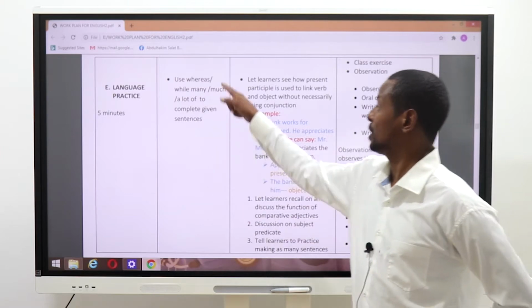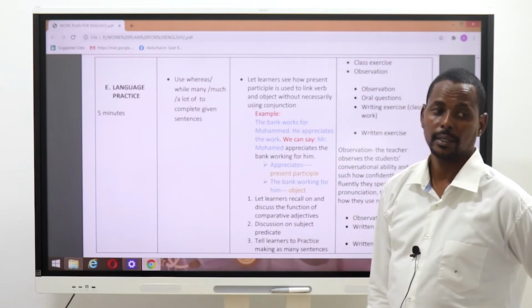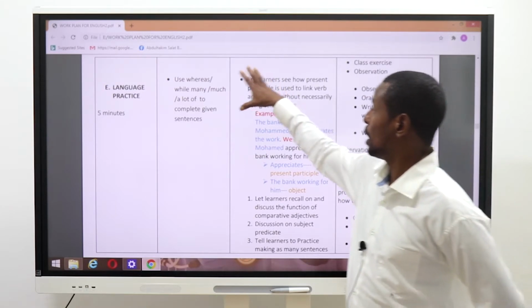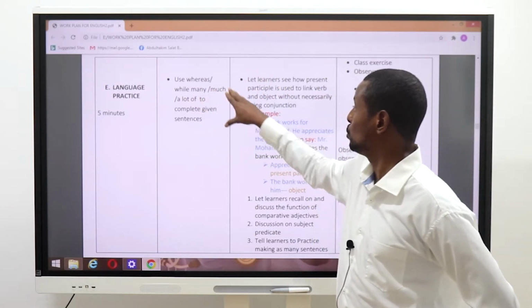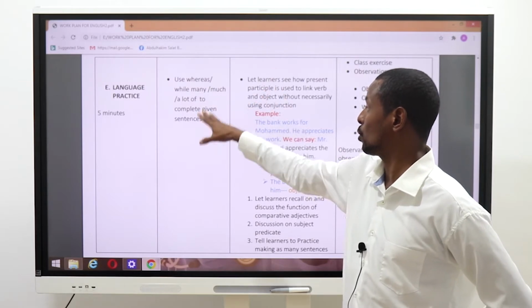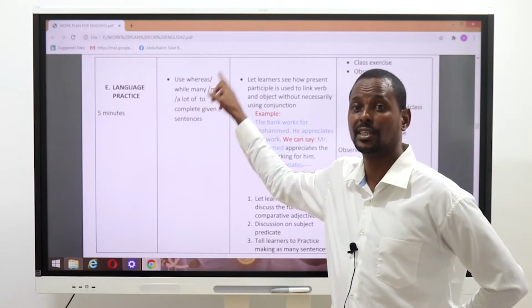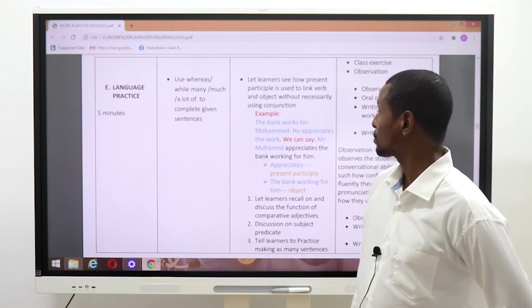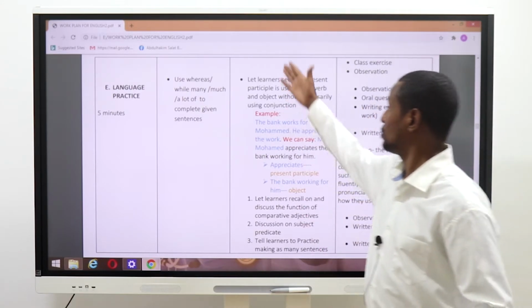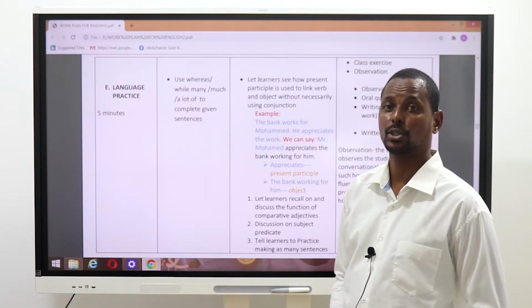So by the end of this lesson, the student, the learner, should be able to achieve this objective, should be able to use whereas, while, many, much, a lot of to complete given sentences. Now, how do we go about it? This is the methodology.